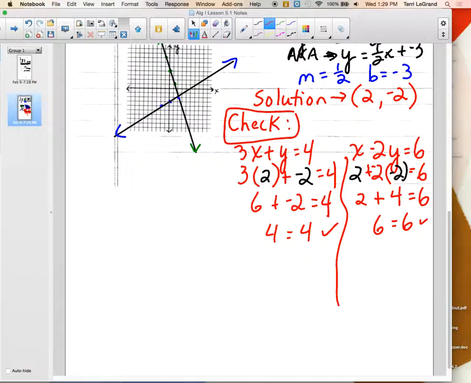Okay, why don't you get out a sheet of loose leaf paper, and that's where you're going to show everything except the graphing. So getting it ready to graph, M and B, and then identifying the solution, and then last but not least, you'll get the solution from the graph when you graph it, and then you'll go back to your loose leaf and do a check problem.